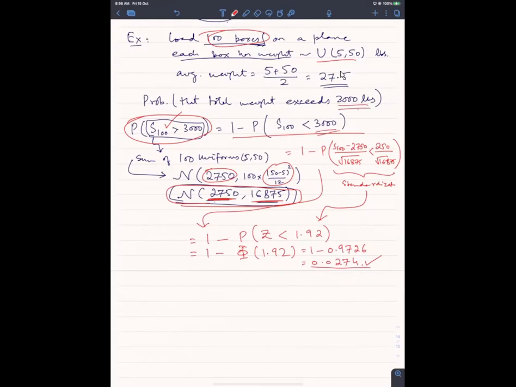The weight will exceed 3000. हमें लग भी रहा था कि 2750 is the mean. So there is another very interesting example of parts processing given in the notes. Please take a look at that. उसमें भी ये central limit theorem ही apply होगा.